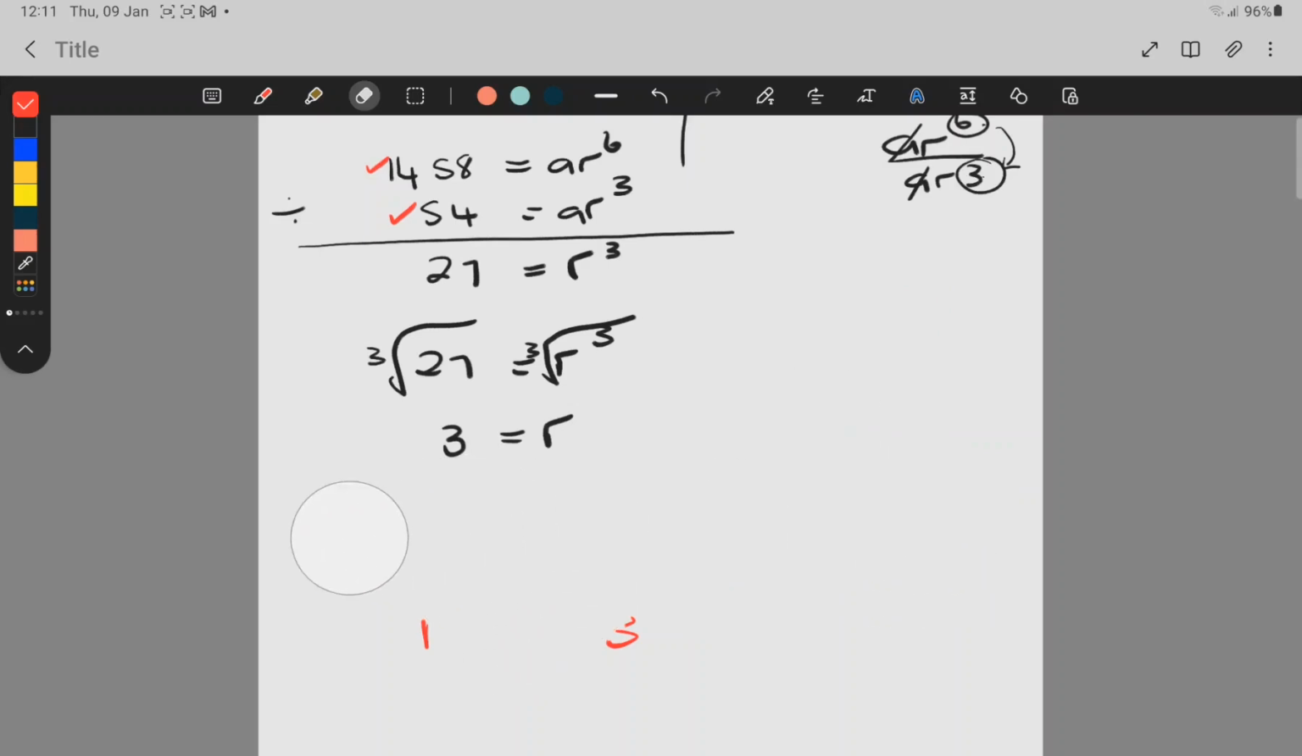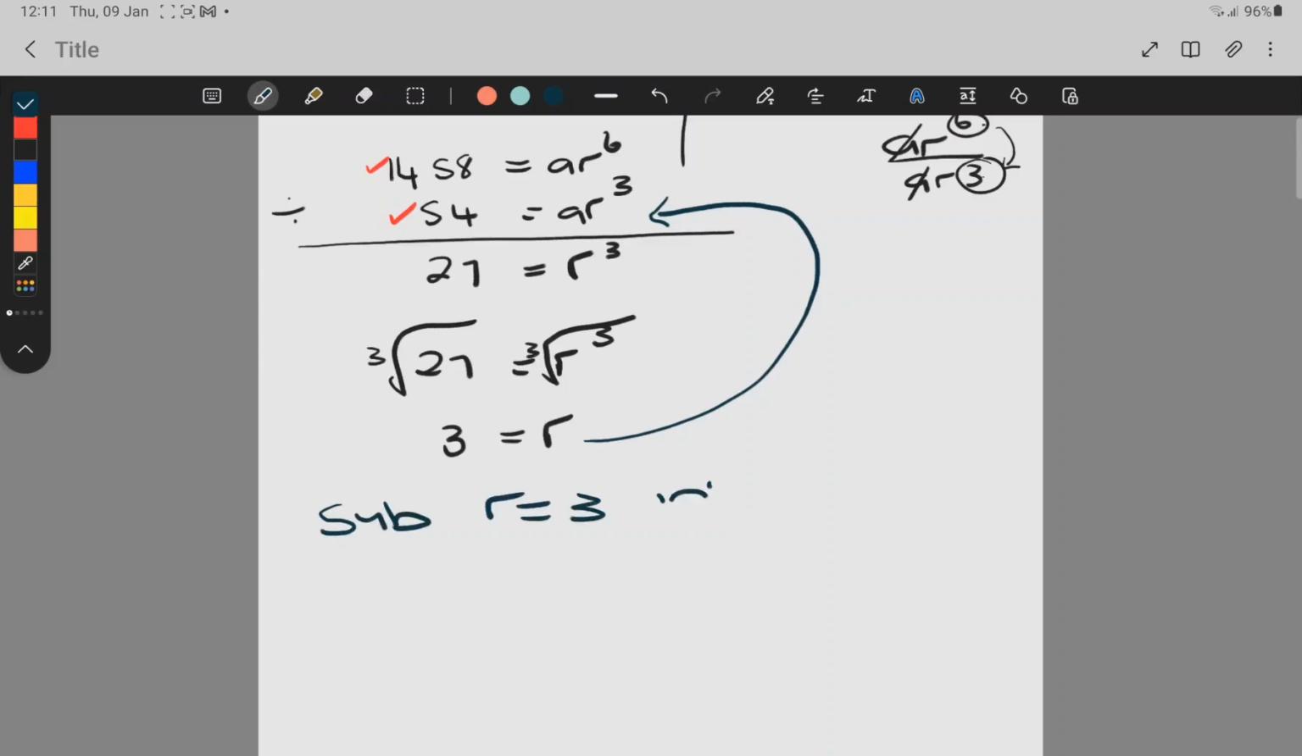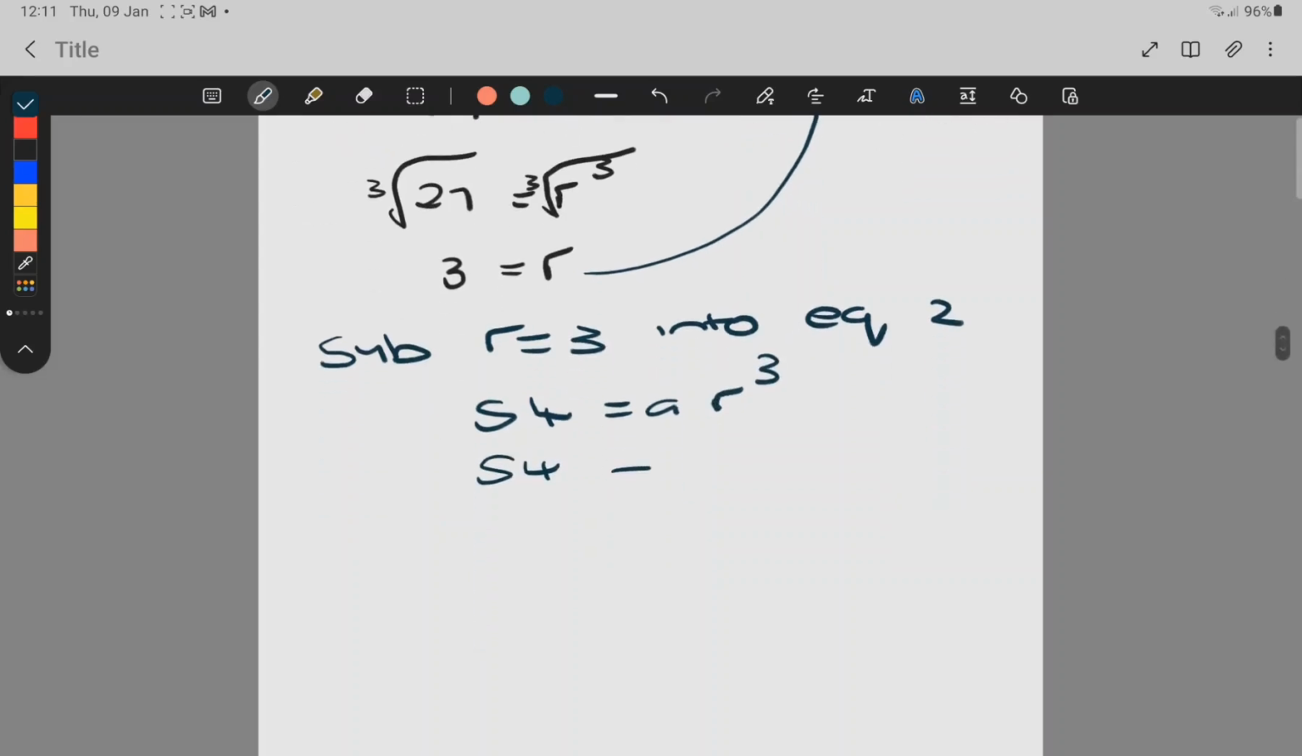Now I'm going to continue with our sum. Remember, we solved for R. We have to work out A. To get A, I'm going to sub into the second equation. I'm going to write sub R is equal to 3 into equation 2. You can choose any one, eh? So then I write equation 2 down. And then when there's an R, I'm simply going to write 3.